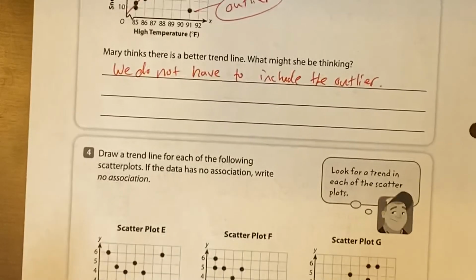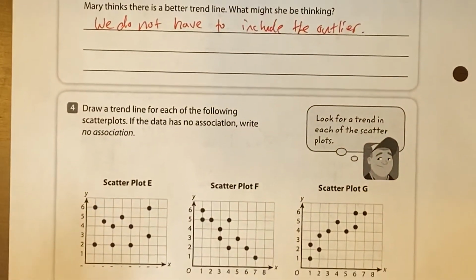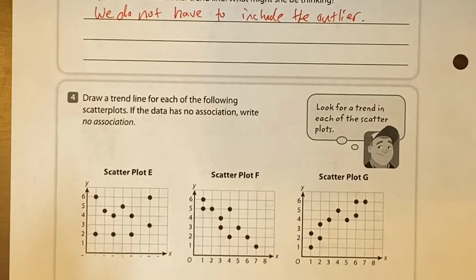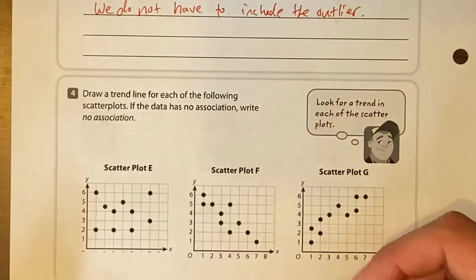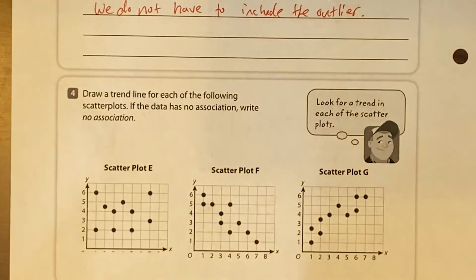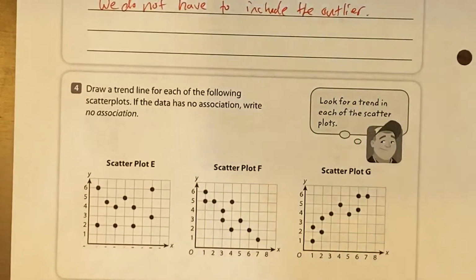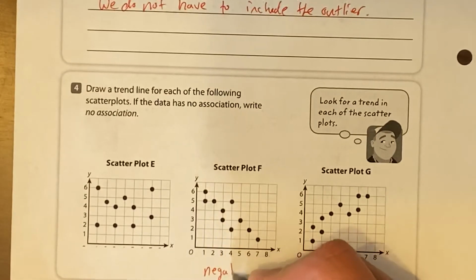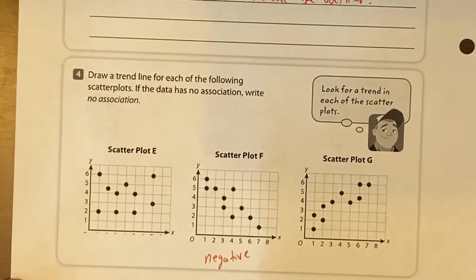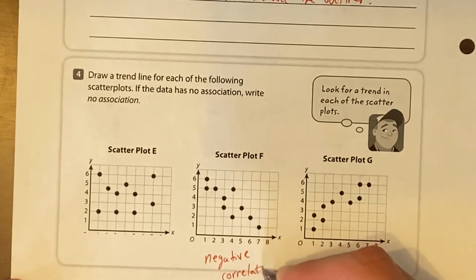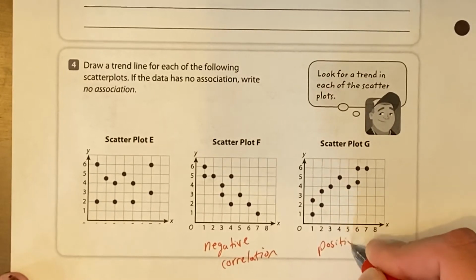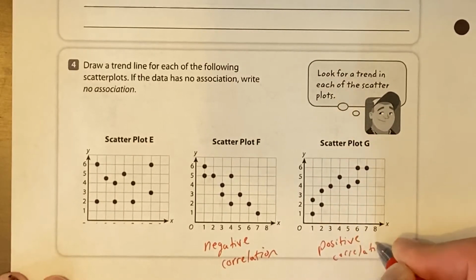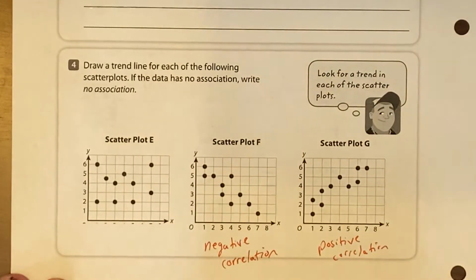Okay. All right, number 4 says draw a trend line for each of the following scatter plots. If the data has no association, we can write no association. All right, well, scatter plot E here, F and G. So clearly F looks like it's going downhill, G looks like it's going uphill. So we're not supposed to write this here, we don't have to, but from talking about scatter plots, we could say this is a negative association, right? Or a negative correlation is another word you might hear. Okay, this one we could say it's going uphill, so we could say this is a positive correlation. Okay, so if you look here on E, there's really nothing going on here.